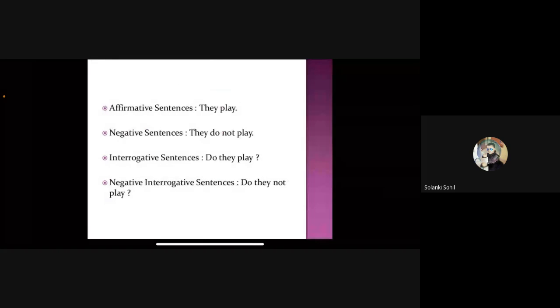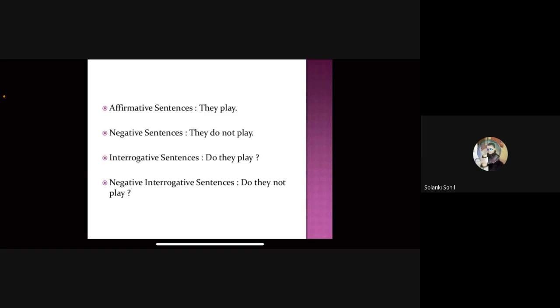See, the types of sentences are given. Simple present tense. Four types of sentences are there. Affirmative sentences. They play. Negative sentences. They do not play. Interrogative sentences. Do they play? Negative interrogative sentences. Do they not play? Okay, so here I don't have to explain.